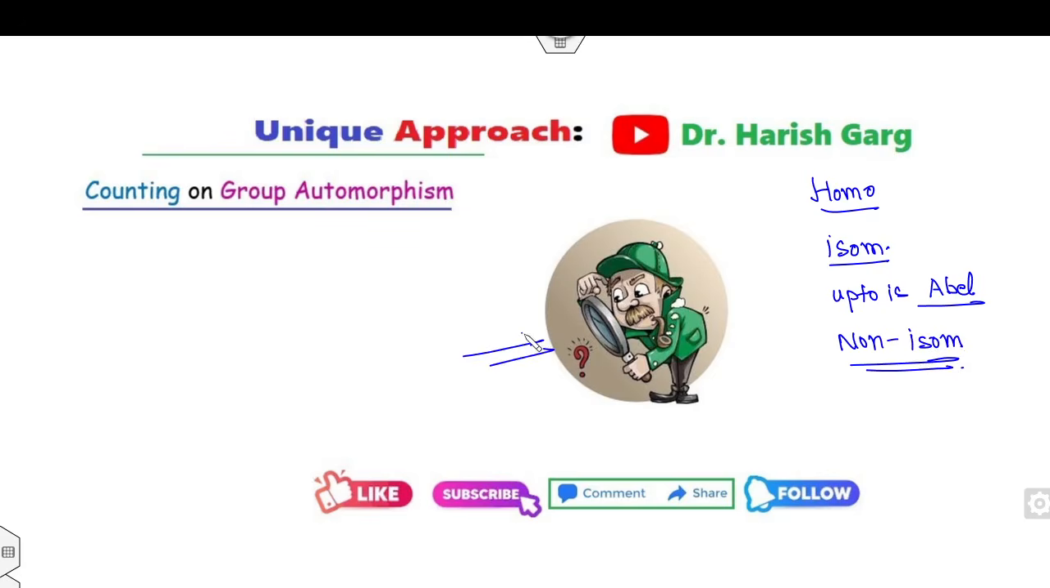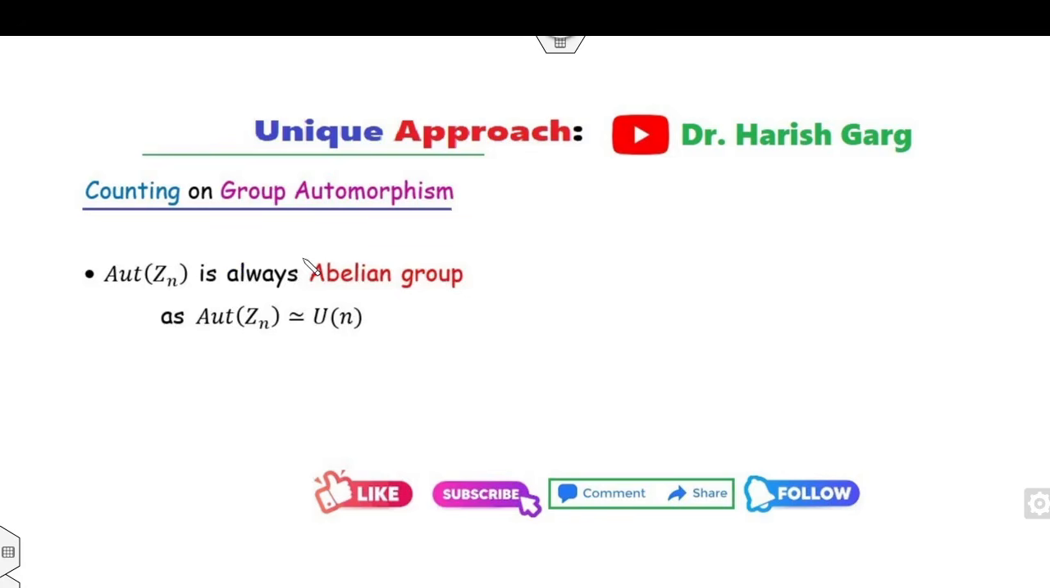Now, if you are searching for how to find the number of group automorphisms, what is an automorphism? It is defined from G to G, the same to the same. Then how can you count the number of group automorphisms? Once you know how to count homomorphisms and isomorphisms, we can define the group automorphism. First of all, the automorphism group of Z_n is always an abelian group. Then you can define the automorphism group as isomorphic to U of n.